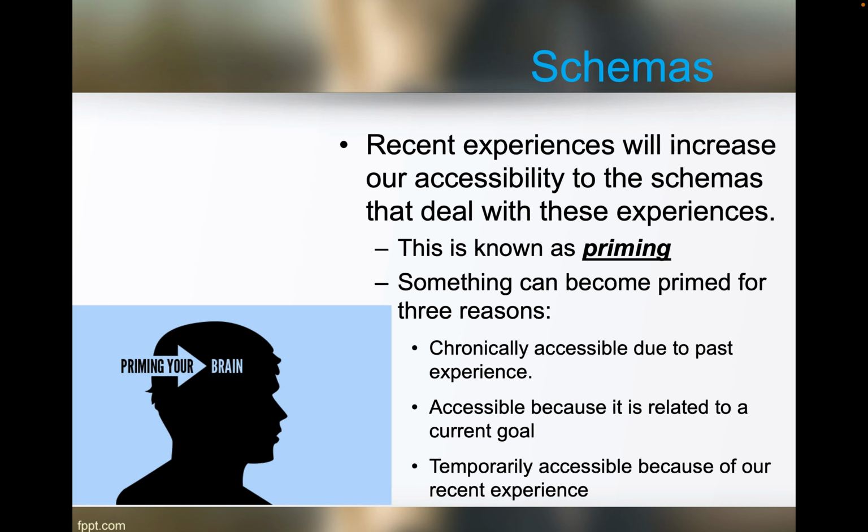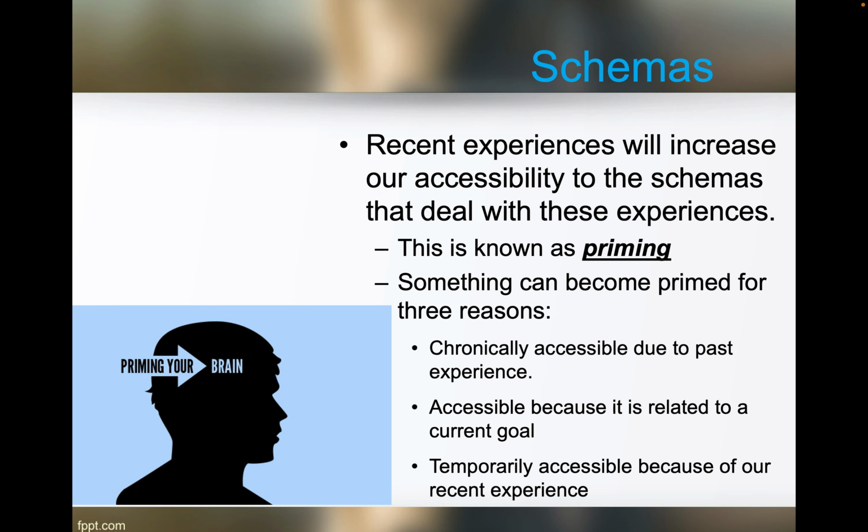Recent experiences will increase our accessibility to schemas that deal with these experiences. This is known as priming. Something can become primed for 3 reasons: if it's chronically accessible due to past experience, if it's accessible because it is related to a current goal, and if it's temporarily accessible because of our recent experience.